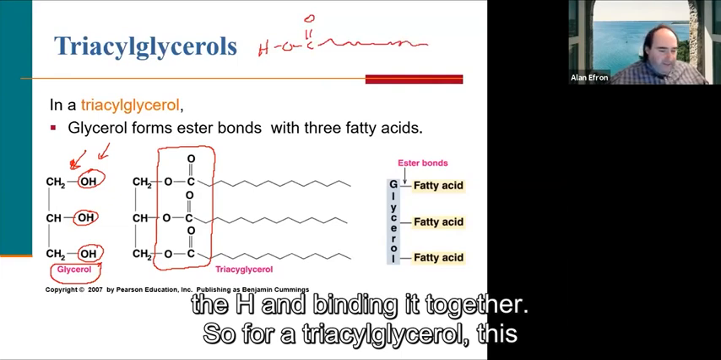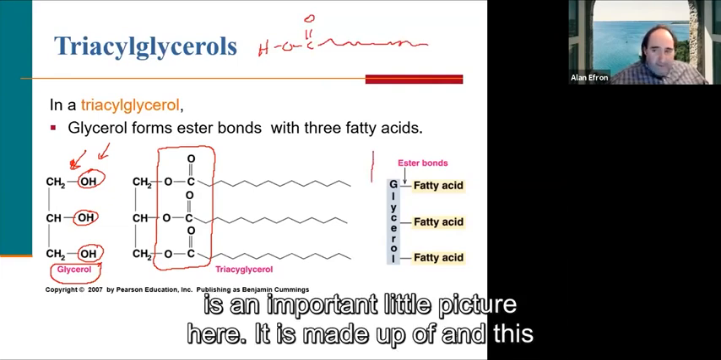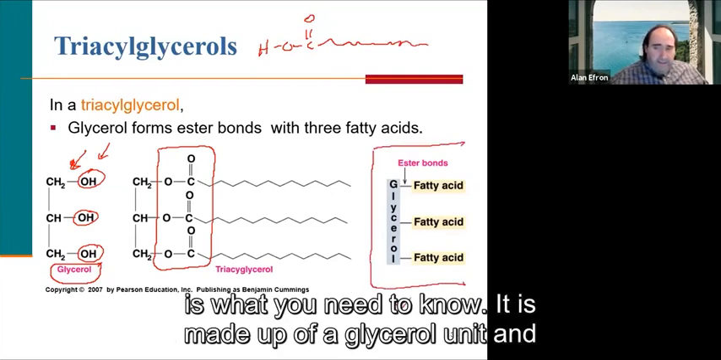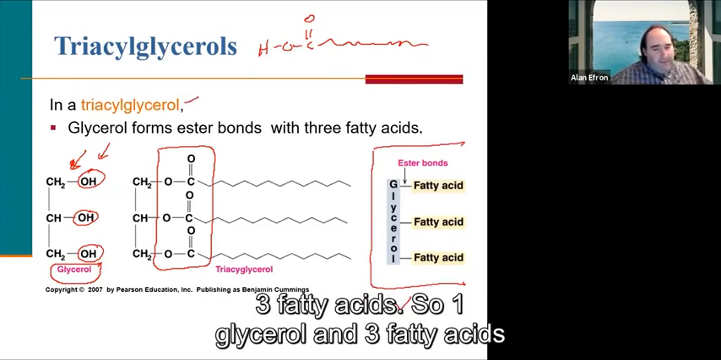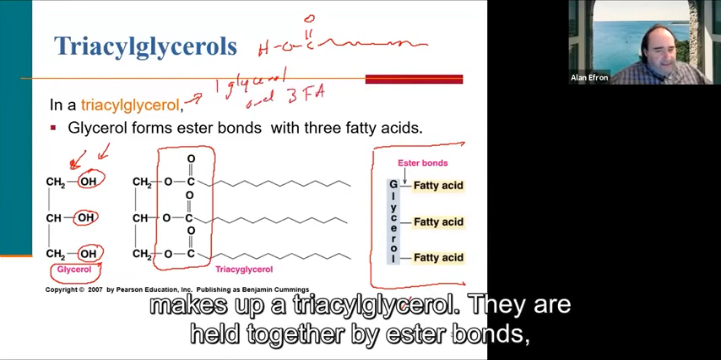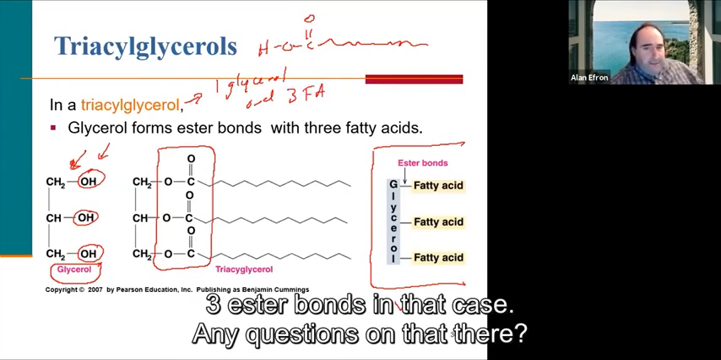So for a triacylglycerol, this is an important little picture here. It is made up of, and this is what you need to know, it is made up of a glycerol unit and 3 fatty acids. So 1 glycerol and 3 fatty acids makes up a triacylglycerol. They are held together by ester bonds, 3 ester bonds in that case. Any questions on that there?